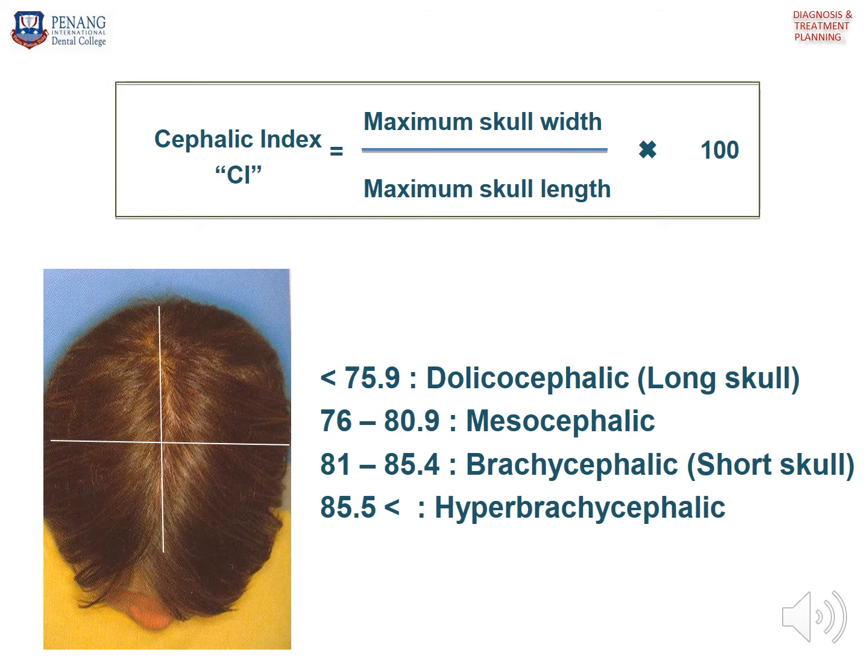Mesocephalic is the average shape of head and they possess a normal dental arch. If the cephalic index is 81 to 85.4, the patient will have a brachycephalic head, which is a short skull, and the patient may also have a broad and short head. They may have a broad dental arch. And then if the patient has a cephalic index score greater than 85.5, the patient will have hyperbrachycephalic, meaning a very short skull.